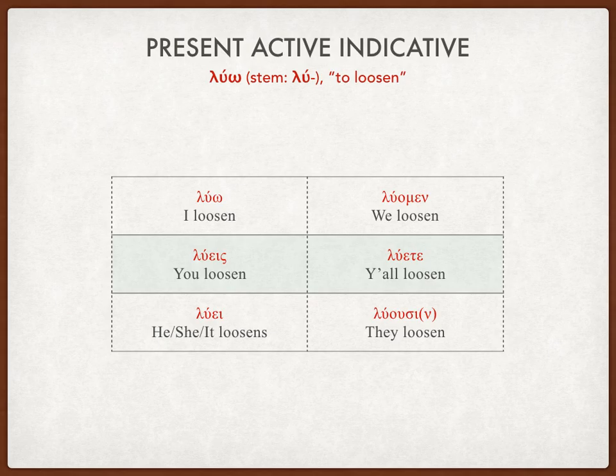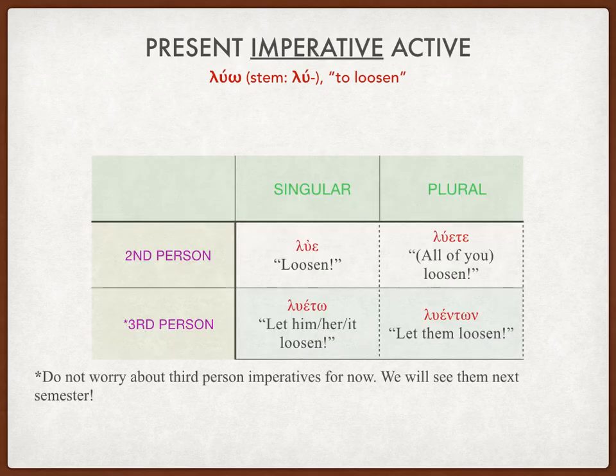So I'm going to repeat them again. Luo, I loosen. Lueis, you loosen. Luei, he, she, or it loosens. Luomen, we loosen. Luete, y'all loosen. Luousi, they loosen. And there's your present active indicative of luo. Okay? So as long as you remember how to put them together, it's a piece of cake.